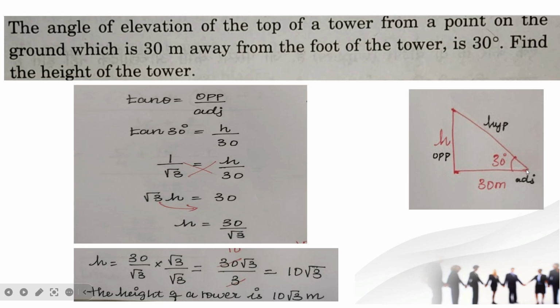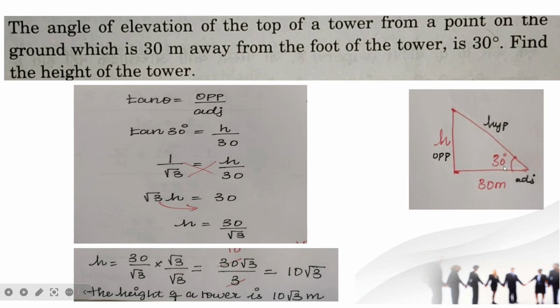Let's consider this as one point. From this point, at a certain distance, which is 30 meters, we have a tower located. They didn't give the tower height. They are asking us to find the tower height, but they said the distance is 30. So this adjacent side will be 30, and they said the angle of elevation is 30 degrees.